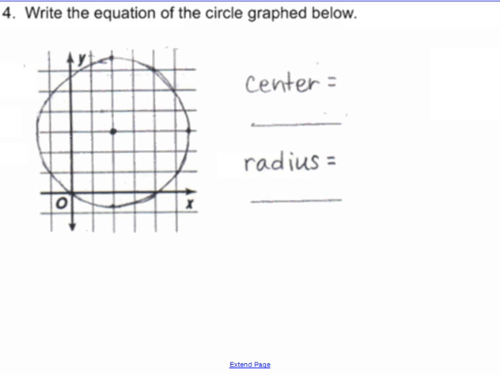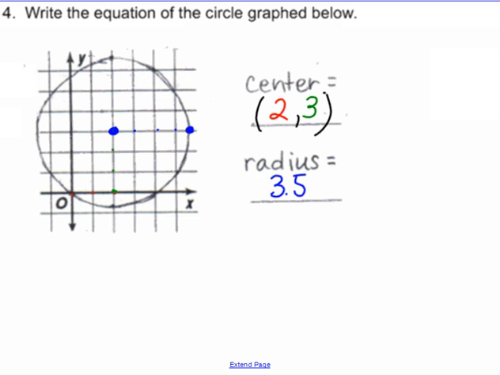Another one. Okay, so we want to find the center and we want to find the radius. So the center is, if we come from x, 1, 2, so that's a +2. Our y, starting here, 1, 2, 3, +3. The radius, starting at the center, I'm going to count horizontally, 1, 2, 3 and a half. 3.5 is the radius.